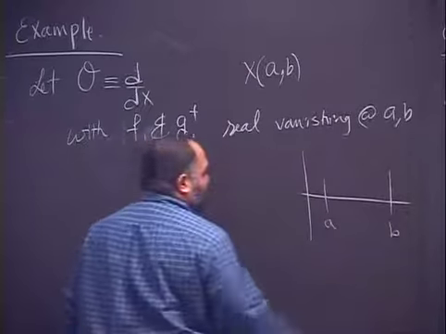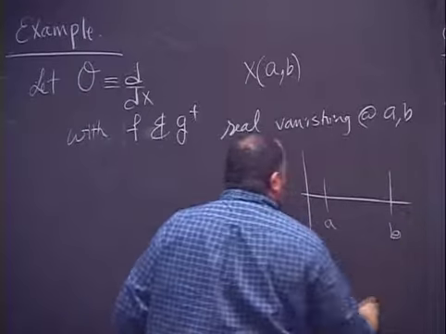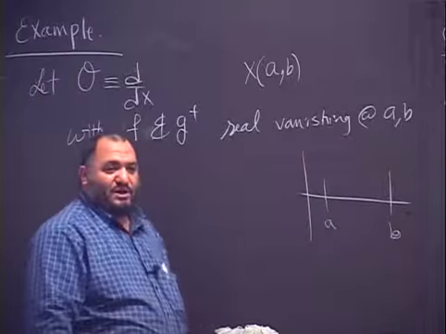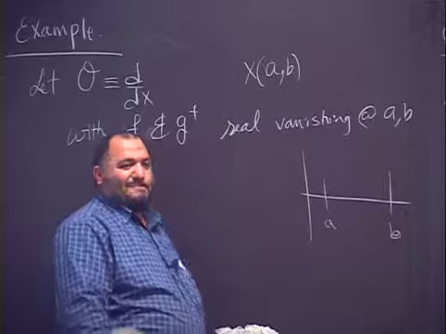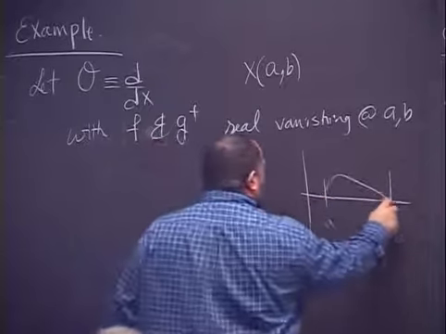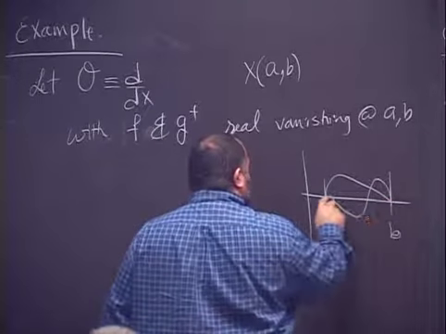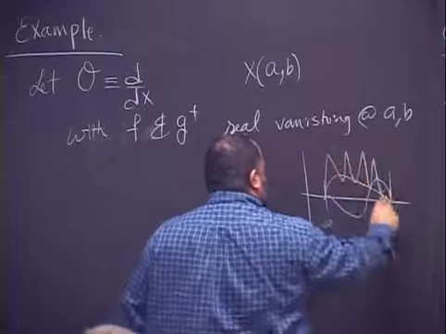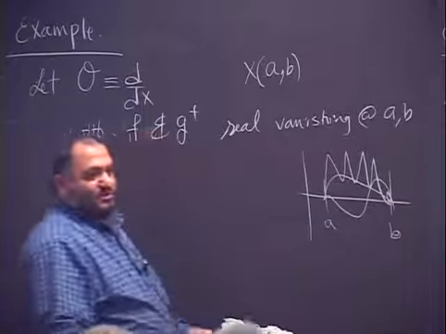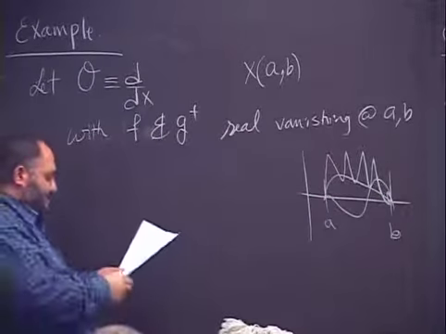So how many functions will I have between A and B? I have two limits, A and B. How many functions can you plot between A and B? You can plot a function like this, like this, like this. So you have an infinite number of functions. We do not restrict ourselves to any specific function.